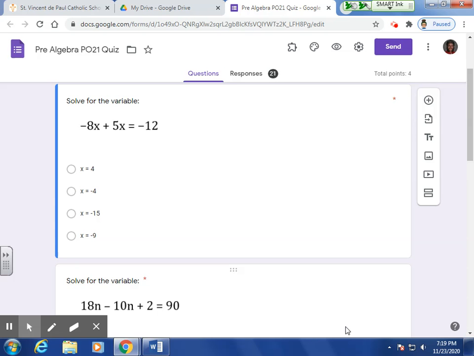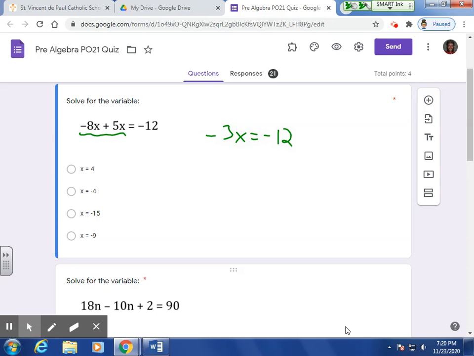But so anyway, -8x plus 5x equals -12. I would start here by recognizing we can combine like terms. Remember, these are multi-step equations, so you're going to be looking for opportunities to combine like terms or distribute, or possibly both, as we'll see later on. So -8x plus 5x, -8 plus 5 is -3x, and that equals -12.